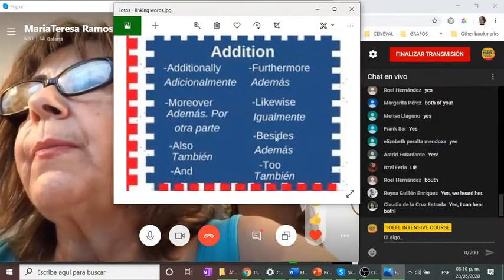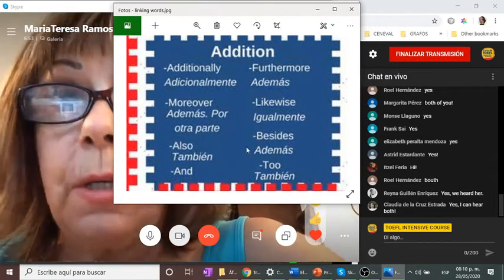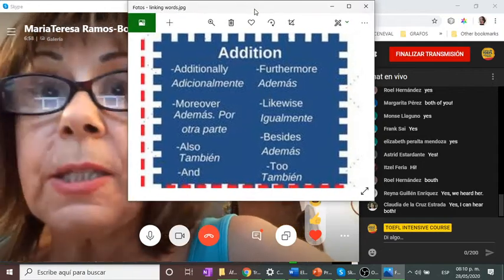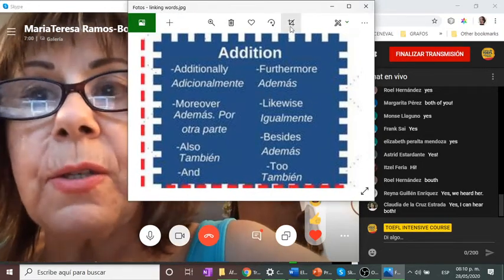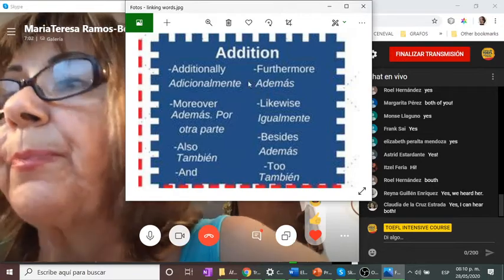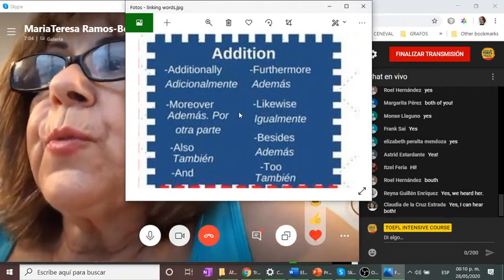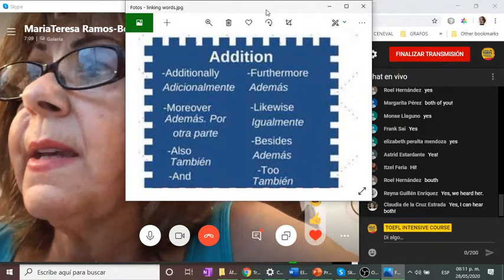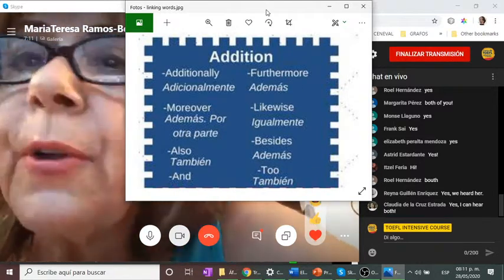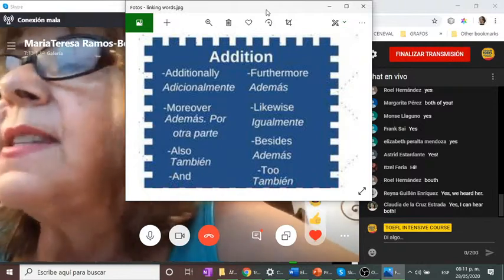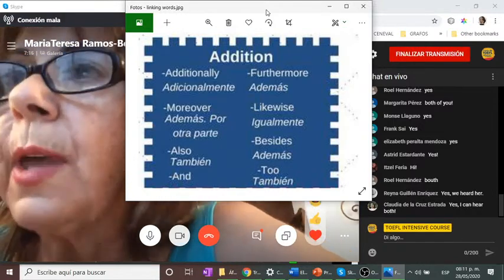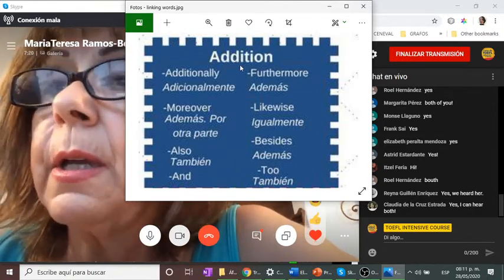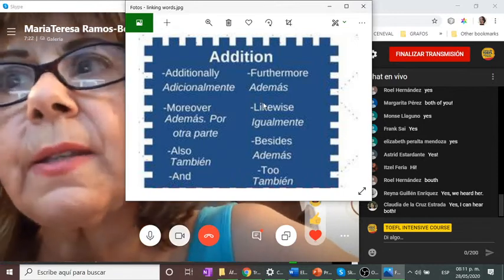So we're going to focus on addition. My examples are random. I chose two of them. The first one is, wearing a mask saves lives. Furthermore, it protects you. I will read it once more. Wearing a mask saves lives. Furthermore, it protects you.